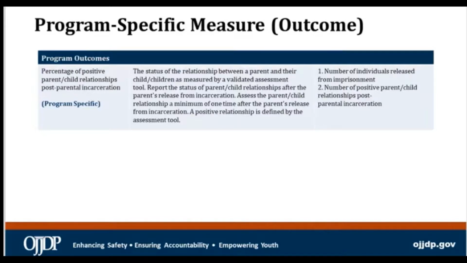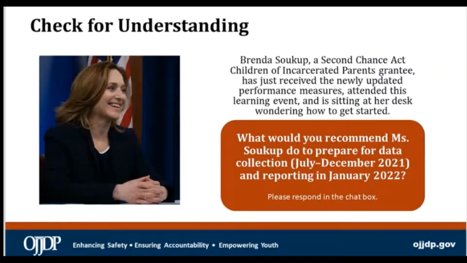Thank you, Sarah. We have a short scenario for you. We have Brenda here, Brenda Sukup. She is a Second Chance Act Children of Incarcerated Parents grantee, and she's just received these newly updated performance measures. She's attended this learning event, and she's sitting at her desk wondering how to get started. What would you recommend that Ms. Sukup do to prepare for the data collection that's happening now, July through December 2021, and reporting in January of 2022? Please respond in the chat box.